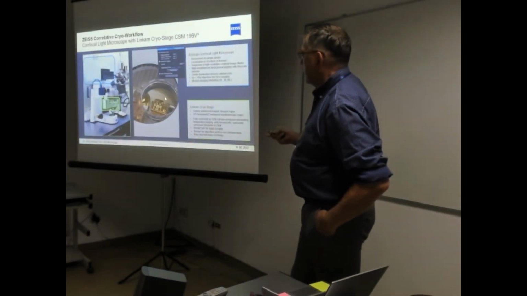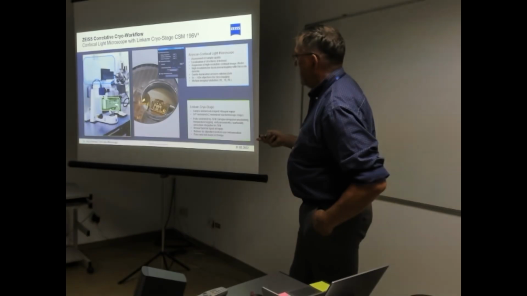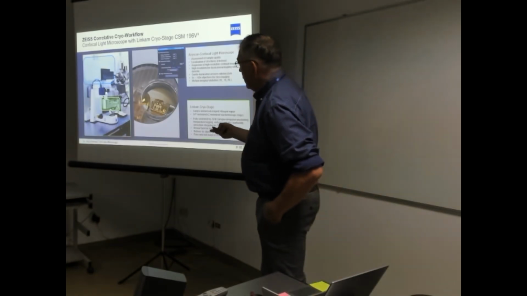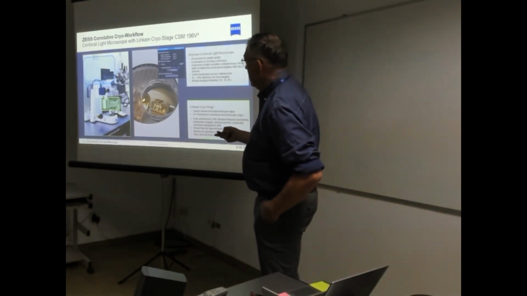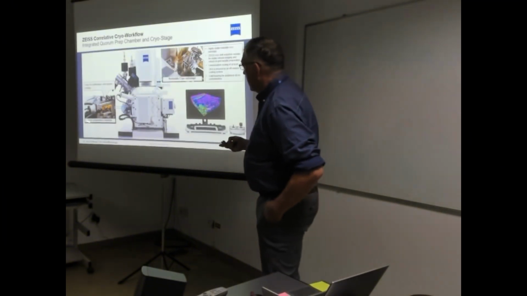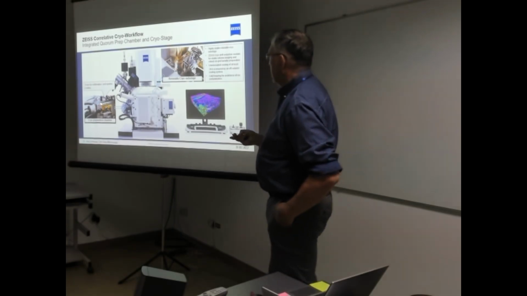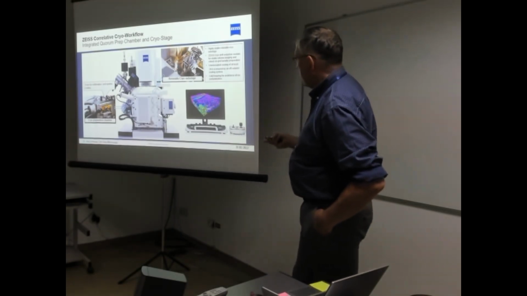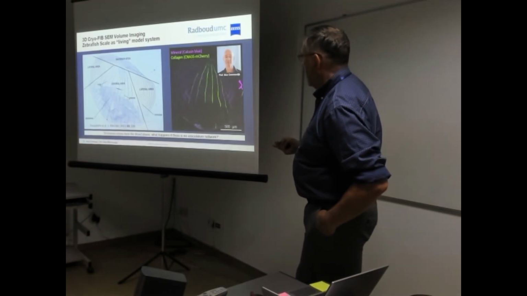First of all, you would go with such a sample in the light microscope under cryo conditions. This is the cooling stage under the light microscope. Afterwards, you transfer the sample into the electron microscope and perform the imaging in the electron microscope.